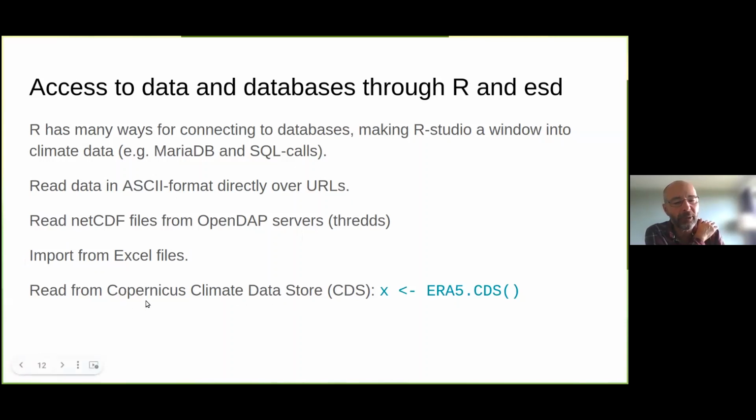I didn't show it here, but we can also read data from the Copernicus Climate Data Store, CDS. And this is one example. So you just write x equals era5.cds. So this is a function that reads ERA5 reanalysis data.